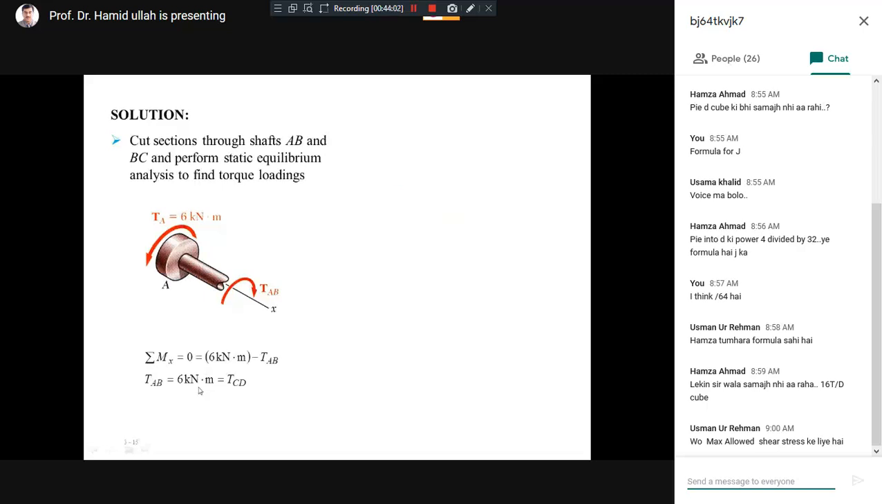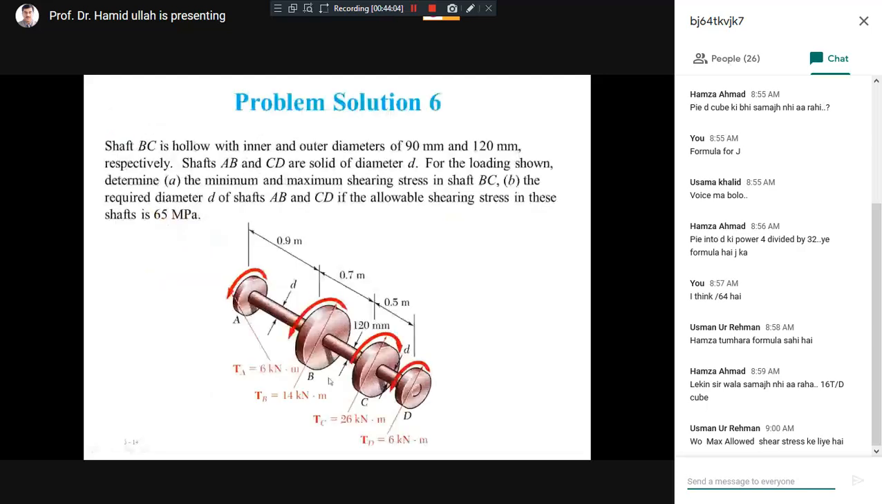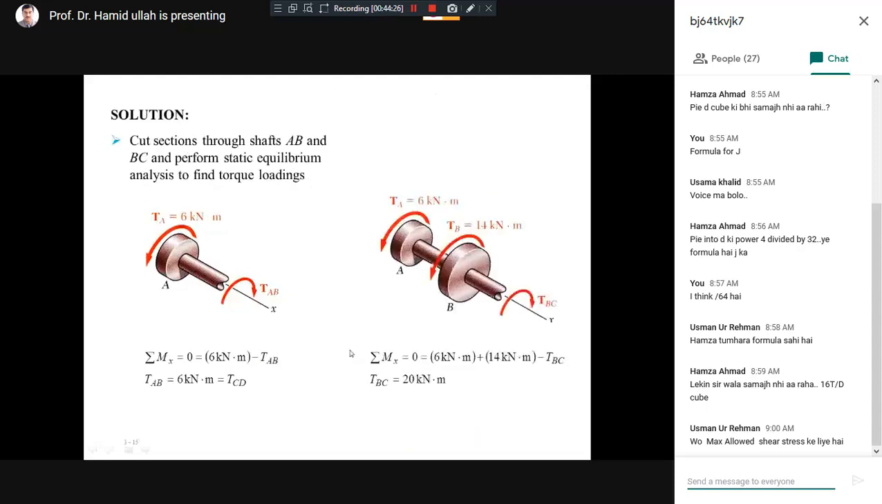What is left? One part is left, which is B and C. So you section the shaft anywhere between B and C, and consider the left side part. When we consider the left side part, you can see at point A 6 kilonewton meter, at point B there is a load of 14 kilonewton meter, and here will be a cross section, and in the cross section there will be the resistive torque. So these are applied loads, and this is the resistive load.